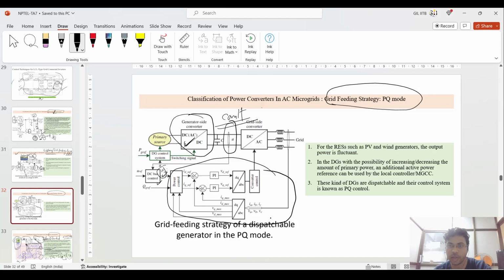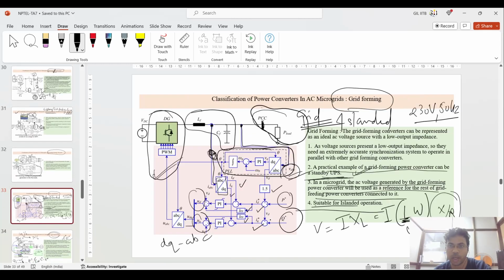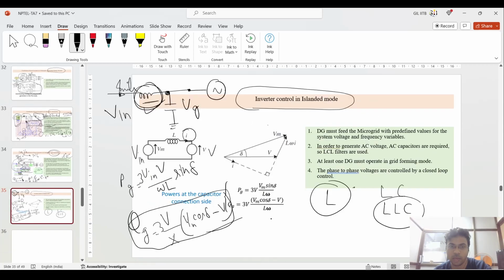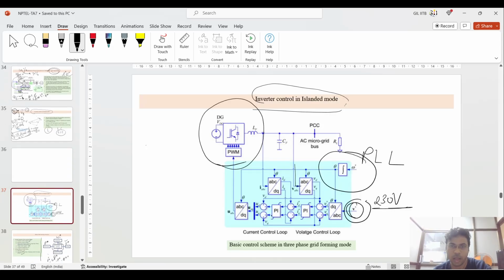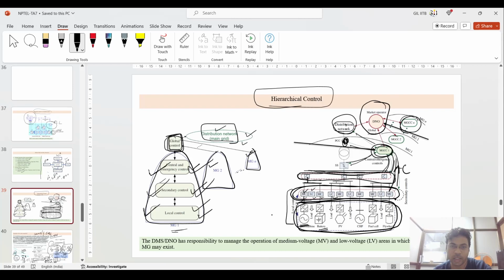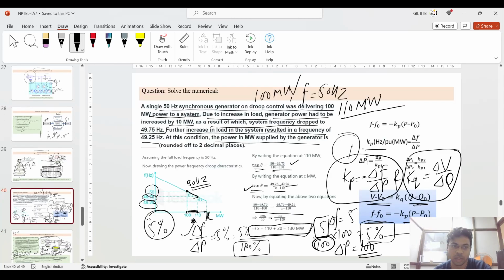Then we studied grid feeding strategies with PQ mode, then grid forming, then grid supporting. We also studied how the house and water control in the islanding mode is happening, and the ancillary services from the inverter.